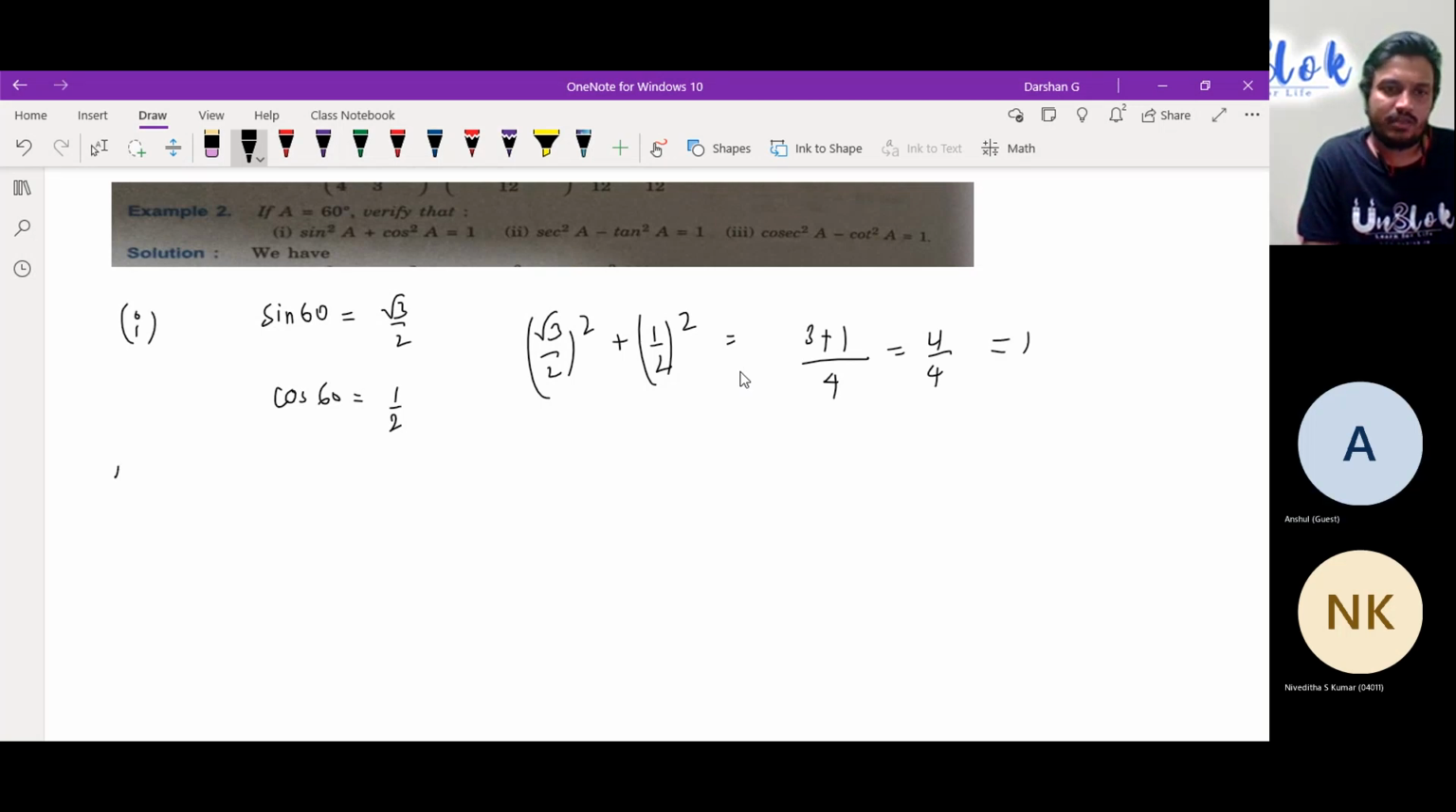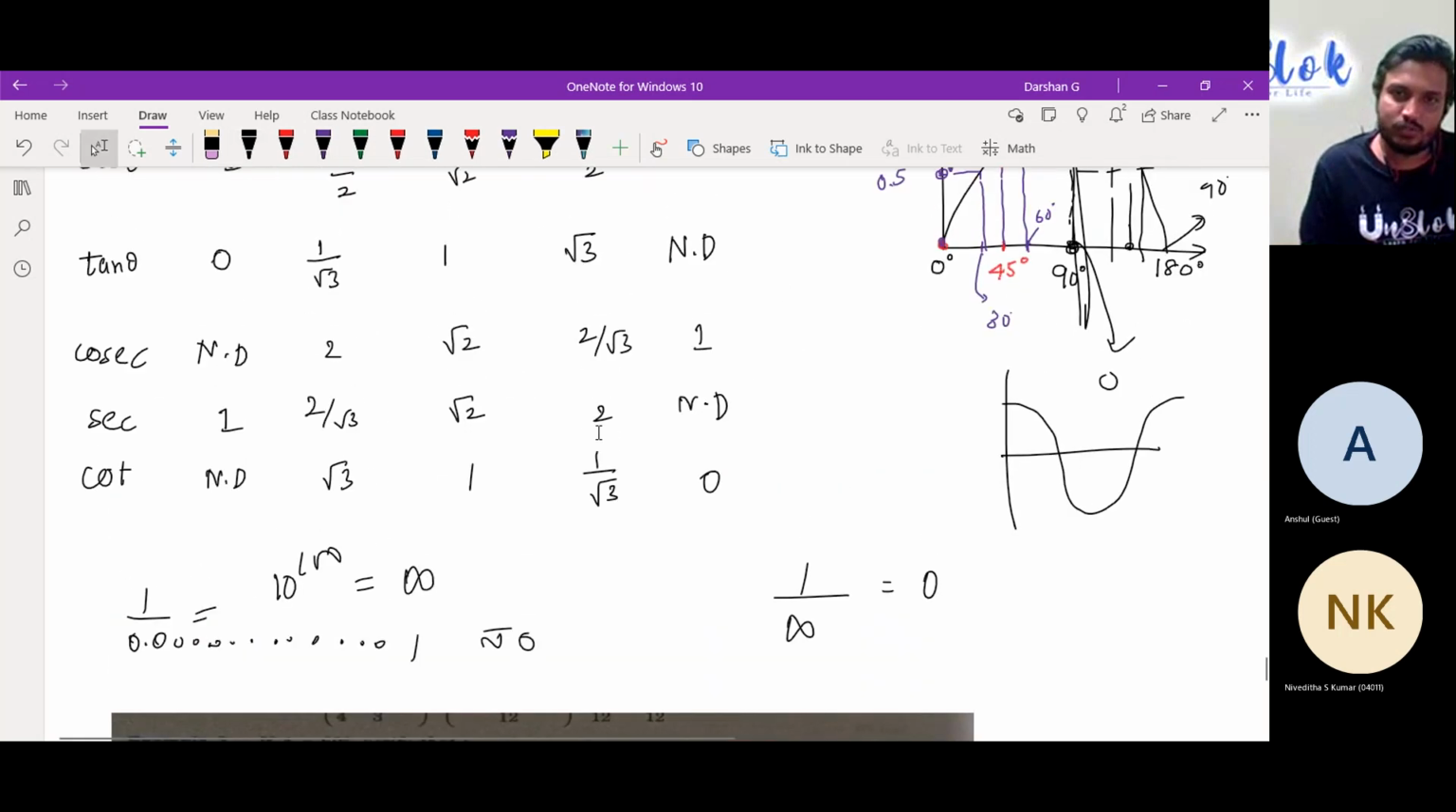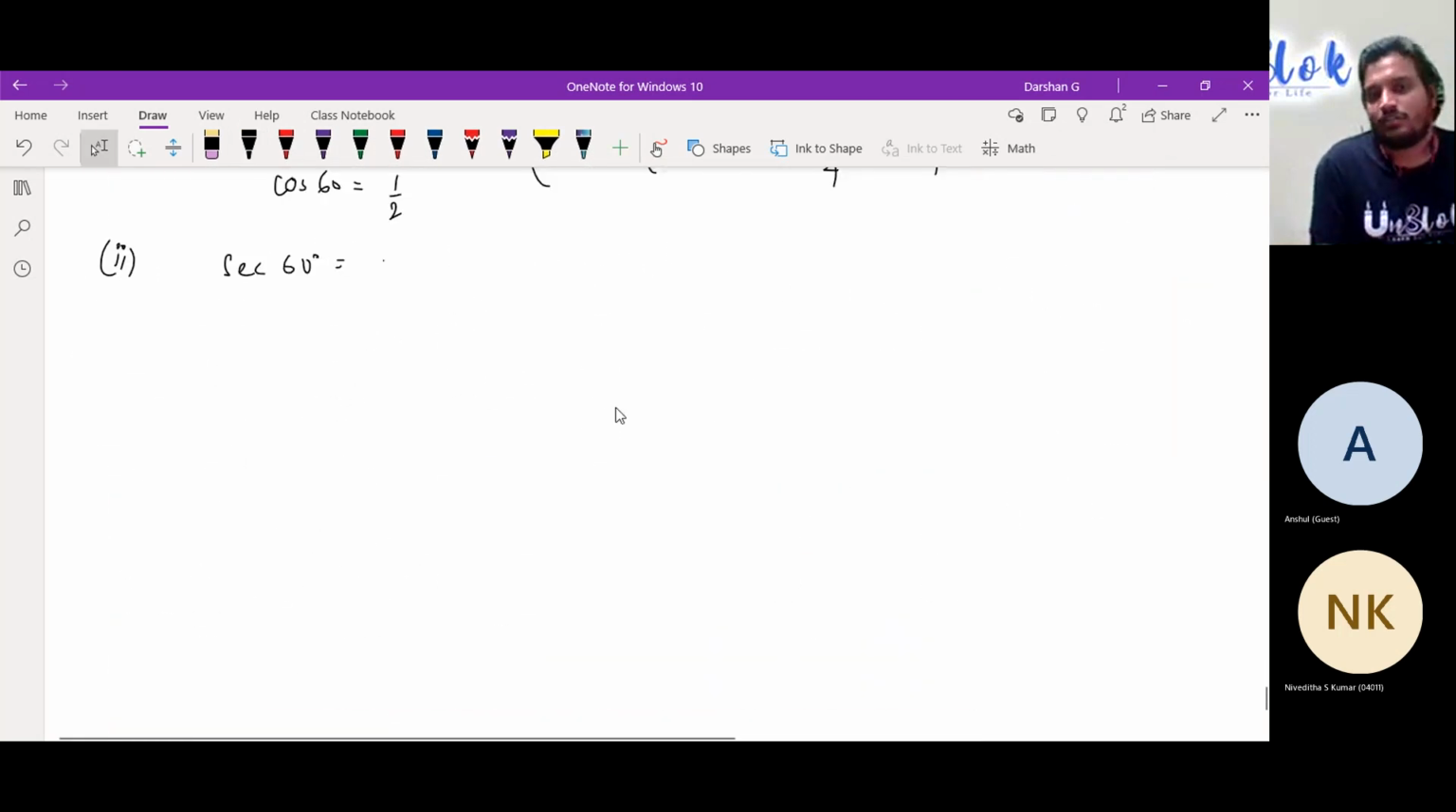Nivedita, please start doing it. We had discussed the standard angle table. These questions are on the standard angle table. So cosecant A minus tan A. It's very simple. We have to worry about A. So secant 60 degrees. See what is secant 60. Secant 60 is 2. So write it as 2.